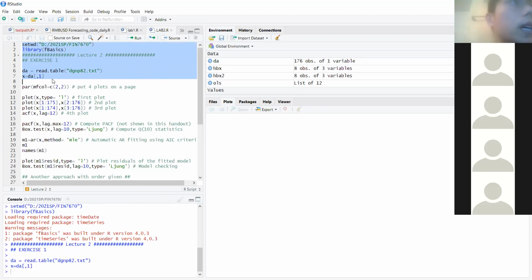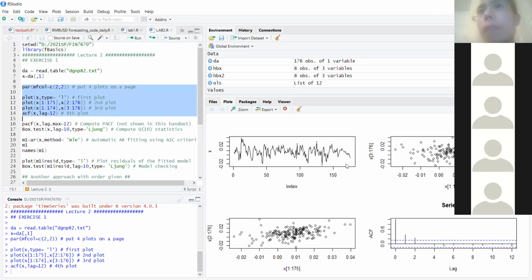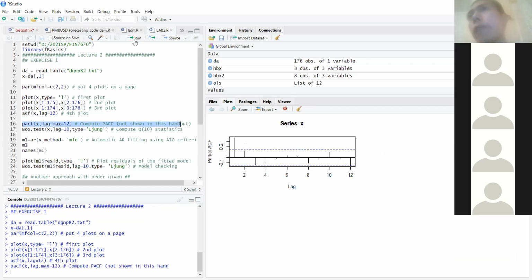Okay, we read that in and we draw the figures, right? The figures we have shown here. And the next step is important. We want to draw the PACF, because the PACF is the one that will give us the information on which order we want, right?